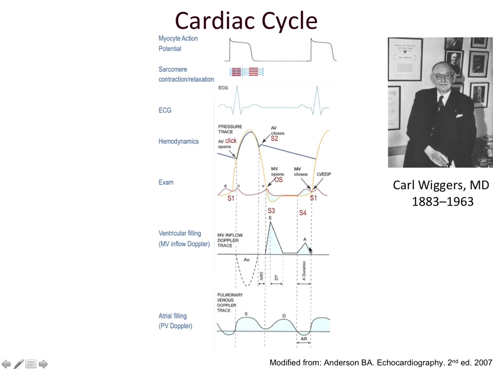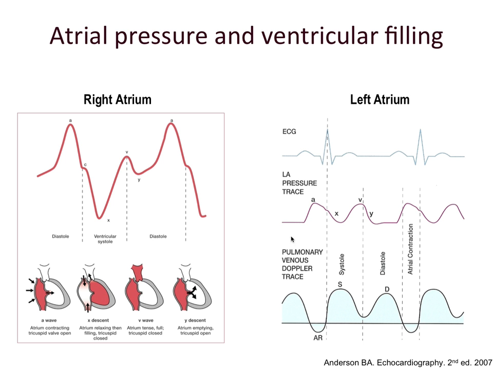We talked about E and A, and then we got to talk about where these waves come from, the S, the D, and the A. Let's spend a few minutes talking about this. If you look at your right atrial pressure and your left atrial pressure, they are very similar. A, X, V, Y. A is atrial contraction. X is atrial relaxation. Just as the ventricle sucks blood, so do the atria. V is atrial filling, and Y is atrial emptying. Contraction, relaxation, filling, emptying.